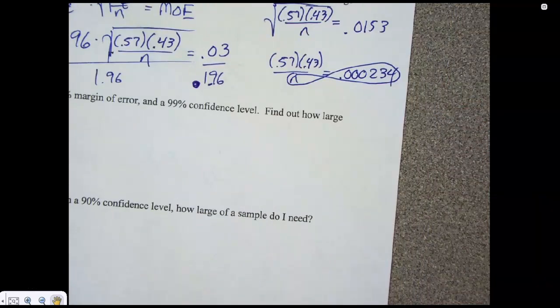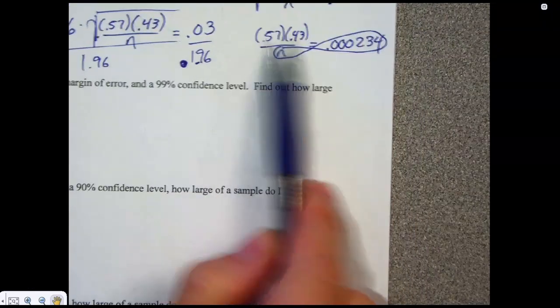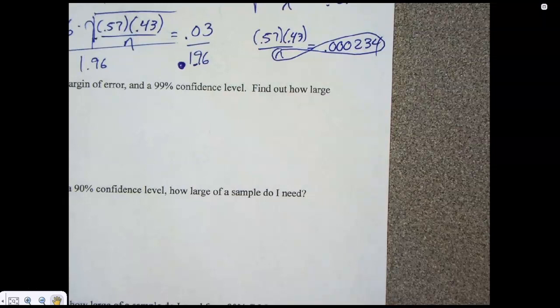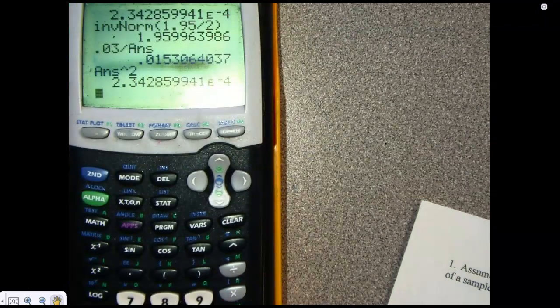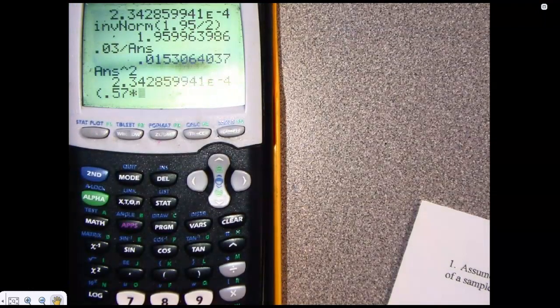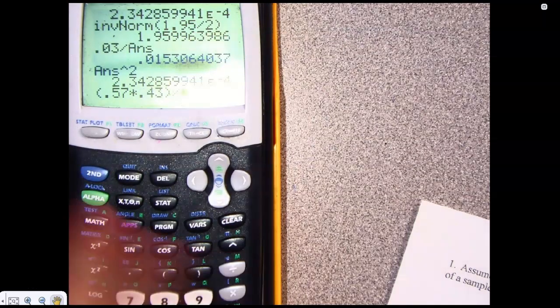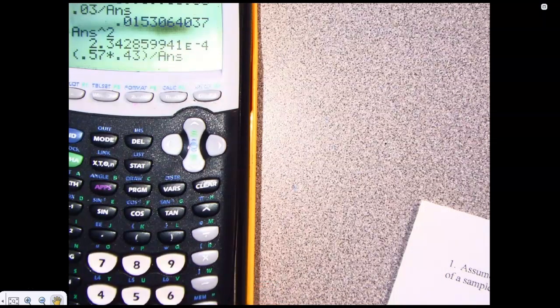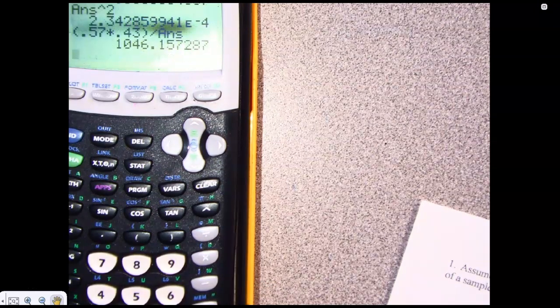And so what I'm going to do on my calculator, what I want is 0.57 times 0.43, and then divided by the number that's stored in there right now, right? So, again, I'm not rounding ever. I want 0.57 times 0.43 in parentheses divided by second negative sign to get my ANS. So I'll take the previous version, and then hit enter. That's our number.